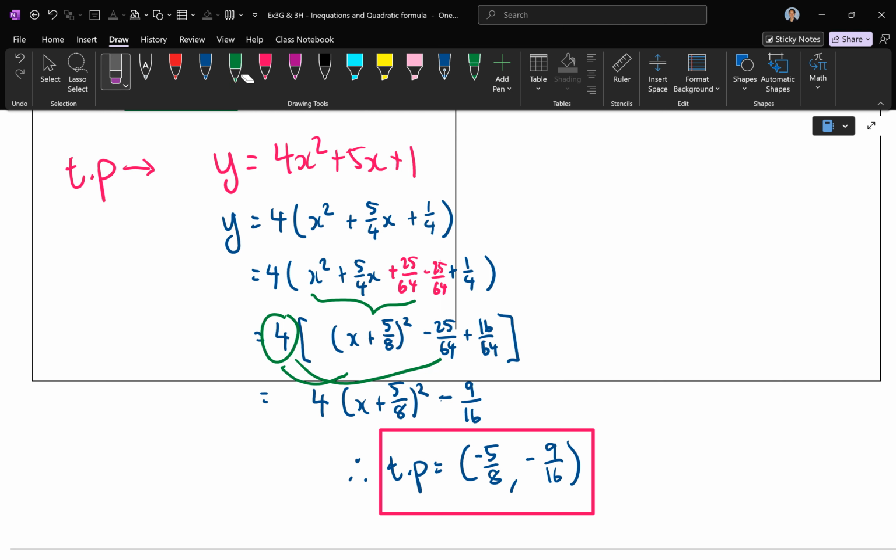Okay, so I could have taken an extra step for you in terms of fractions, but I was scared it could get very confusing. All I'm saying is I did 4 times negative 9 on 64, and I knew that 4 and 64 can cancel out to be 1 and 16, and I did that in my head to get to this step. So I got expanded 4 times this bracket gives you that, and 4 times this fraction gives me that fraction. Why do I like the turning point form? Because you can read left by 5 on 8, down by 9 on 16, so that must be your turning point, all in one step.